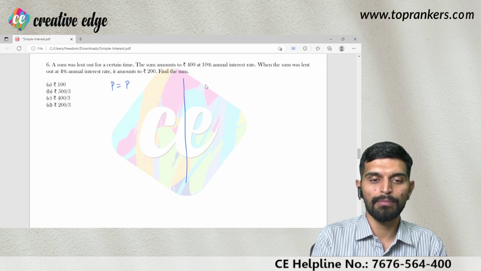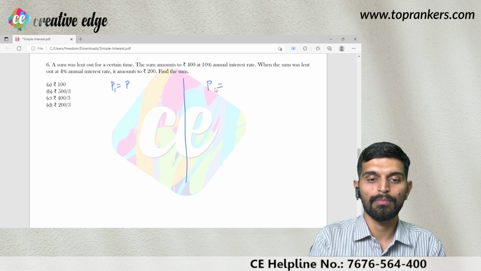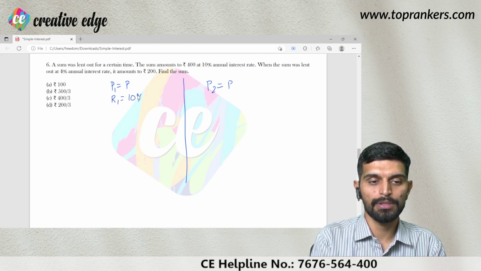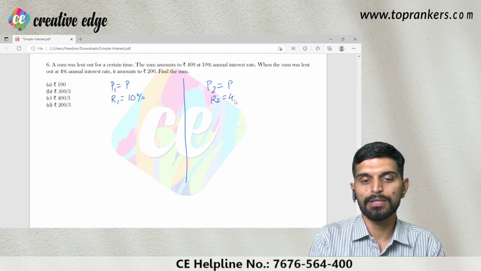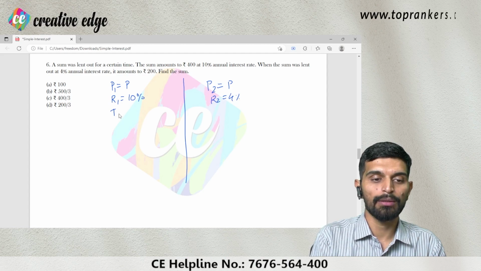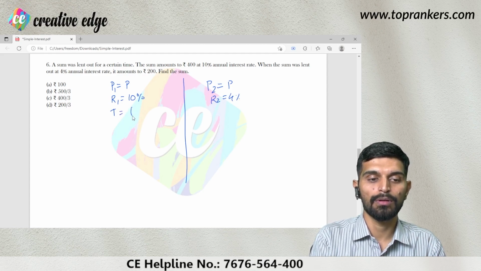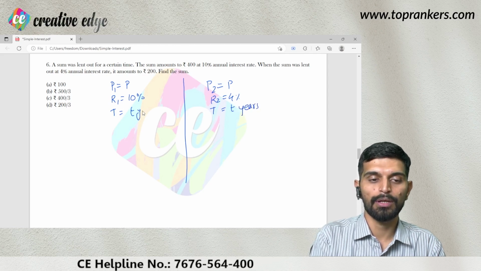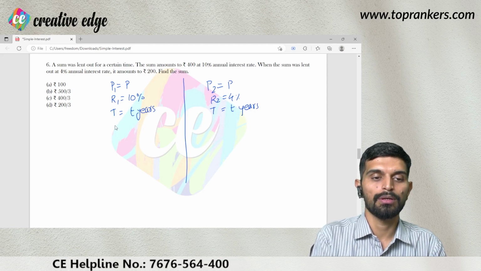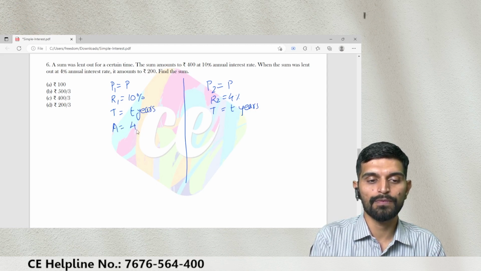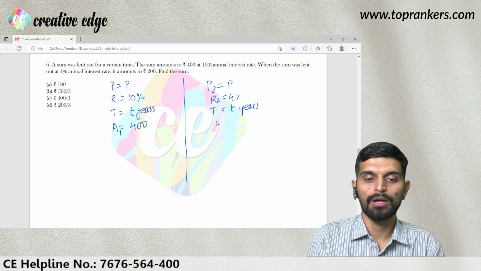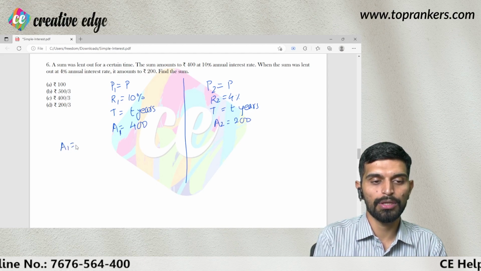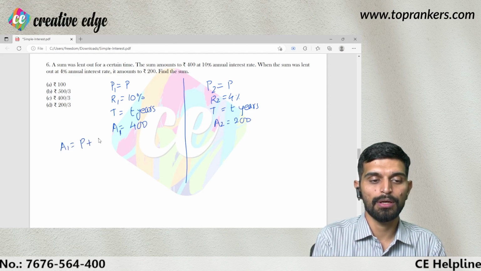principal is the same. Rate of interest in the first case is 10%. Rate of interest in the second case is 4%. Time period is the same, T years. And amount we have rupees 400 in the first case and amount 2 is rupees 200. So we know that amount is equal to principal plus interest.